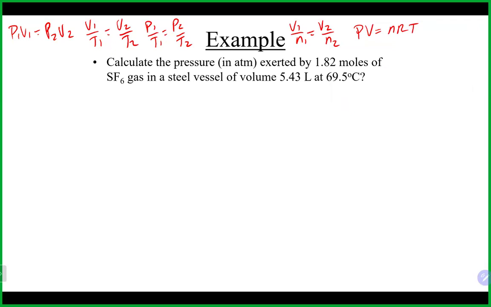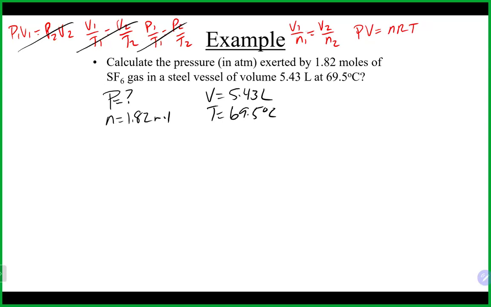Okay, so let's take a look. So once again here, just pulling the information out. I'm looking for a pressure. I have obviously some moles here, 1.82. I have a volume of 5.43 liters and a temperature of 69.5 degrees Celsius. So again, just looking at the information, obviously we only have one of everything. So that really does, as we talked about, eliminate all those previous sort of formulas. I could almost kind of see PV equals nRT.